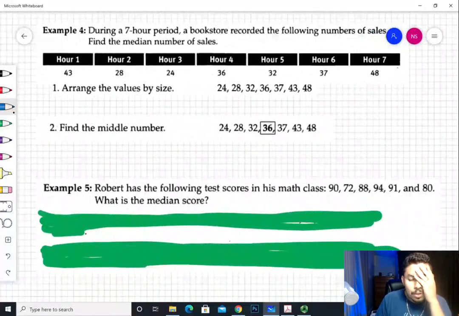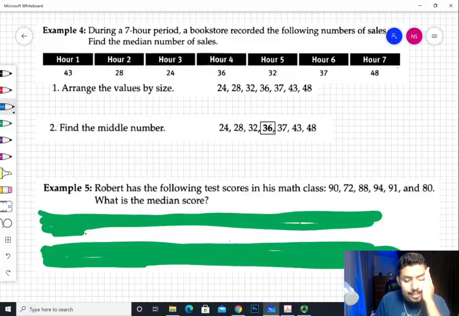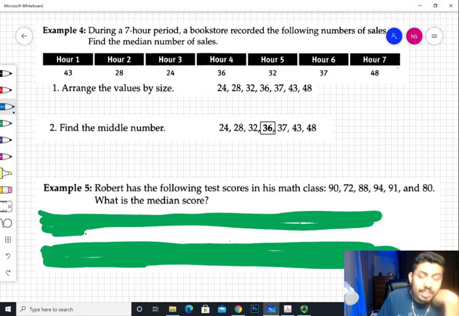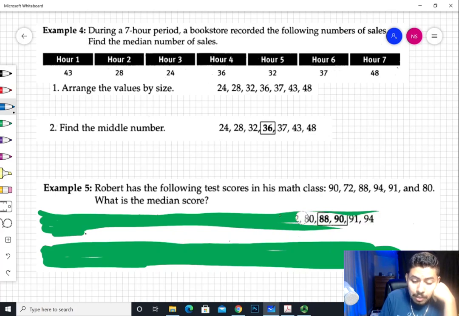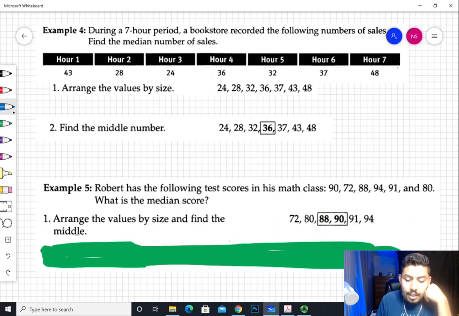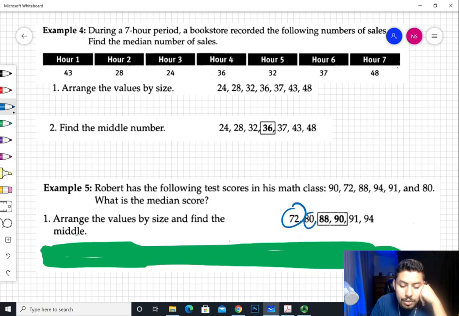Robert has the following test scores in his math class: 90, 72, 88, 94, 91, and 80. What is the median score? So we're looking for the median again, all right? So just like before, arrange your list of numbers, no matter how it's presented. Find your numbers and rearrange them from lowest to greatest, all right? There's my list of numbers, lowest to greatest: 72, 80, 88, 90, 91, 94, okay?